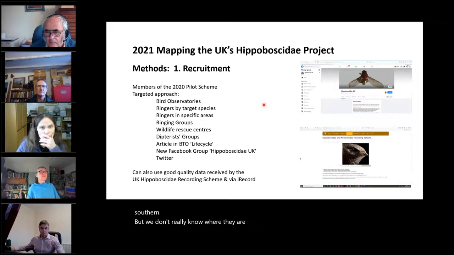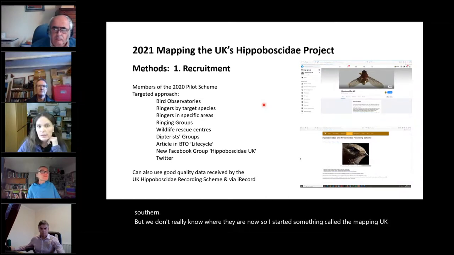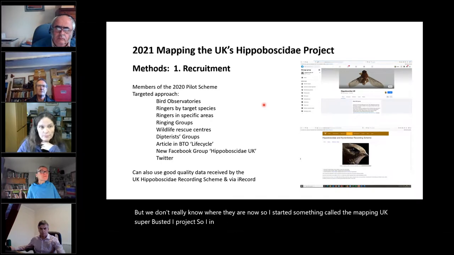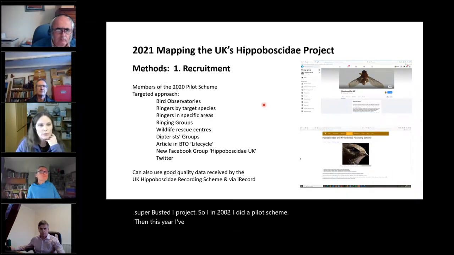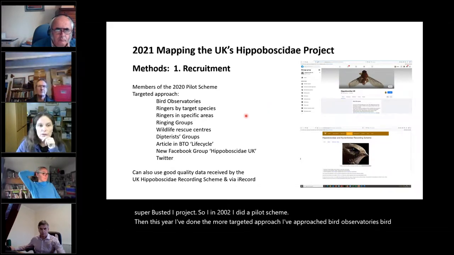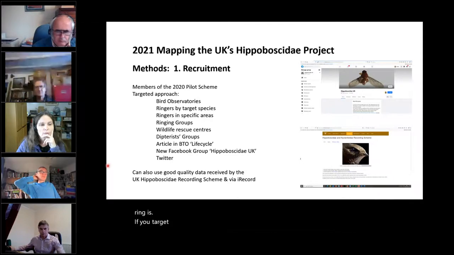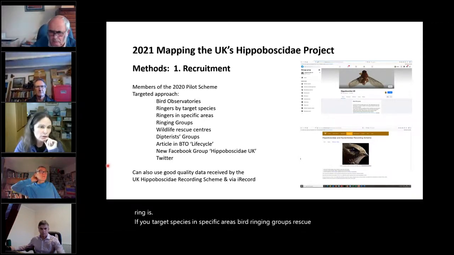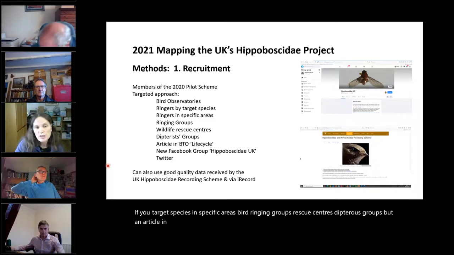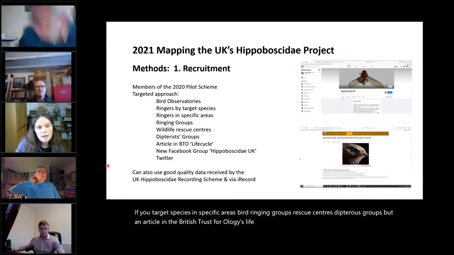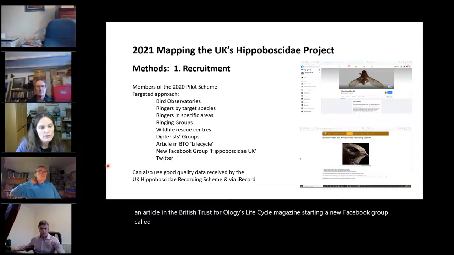So I started something called the Mapping the UK's Hippoboscidae Project. In 2002, I did a pilot scheme. Then this year, I've done a more targeted approach. I've approached bird observatories, bird ringers for target species in specific areas, bird ringing groups, rescue centres, dipterist groups. I put an article in the British Trust for Ornithology's Life Cycle magazine, started a new Facebook group called Hippoboscidae UK, and I've been using Twitter.